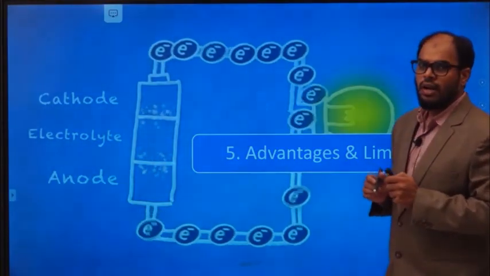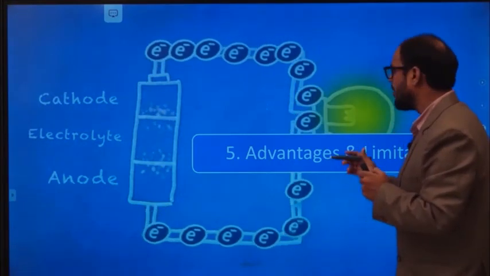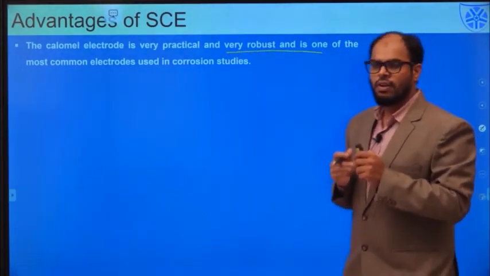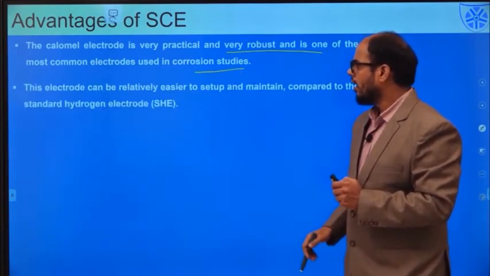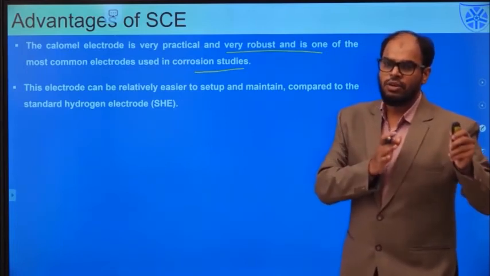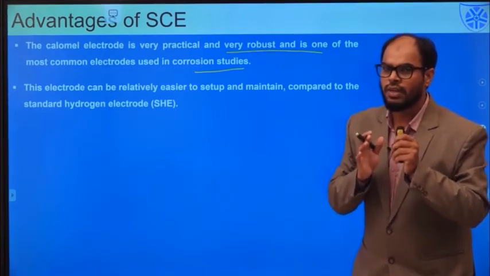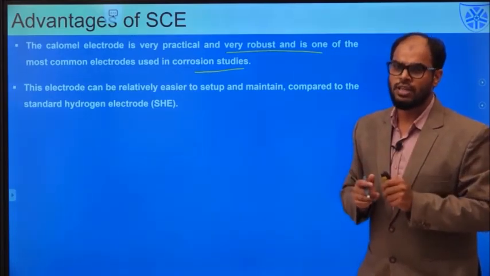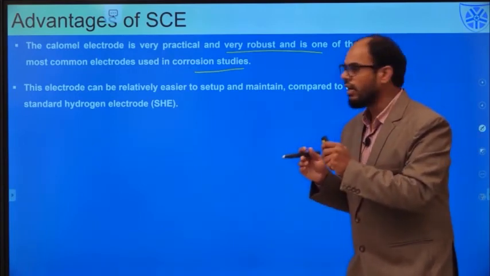Let us try to analyze the advantages present in saturated calomel electrode. This calomel electrode is very robust and it is one of the common electrodes used in corrosion studies. And this electrode is very easy to set up in comparison to SCE electrode, because we have seen in the SCE electrode maintaining 1 atmospheric hydrogen gas and 1 molar H plus concentration is very difficult. But here we do not find any of these problems in a saturated calomel electrode.